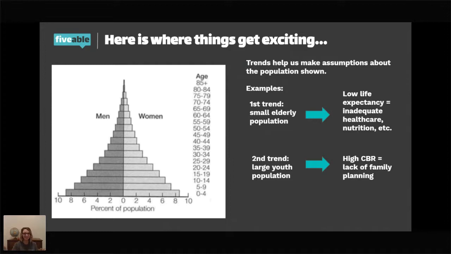So this is where it gets exciting. I told you, I promised it would. If we have a low life expectancy and we have a really high birth rate, what can we assume about this country? Nobody?